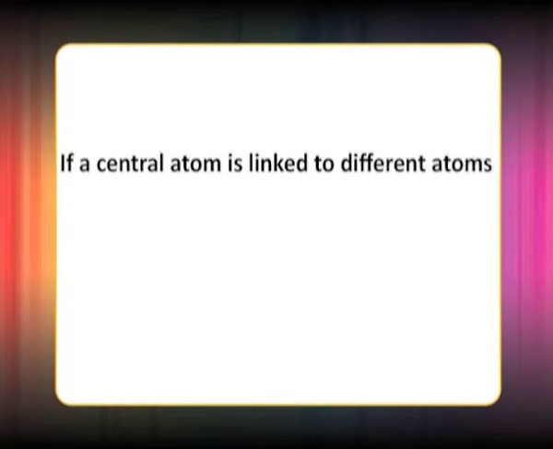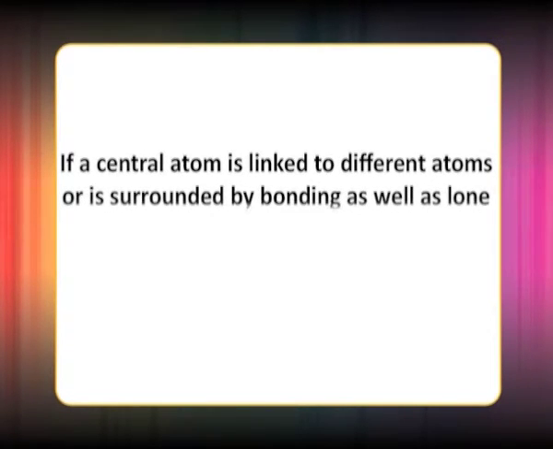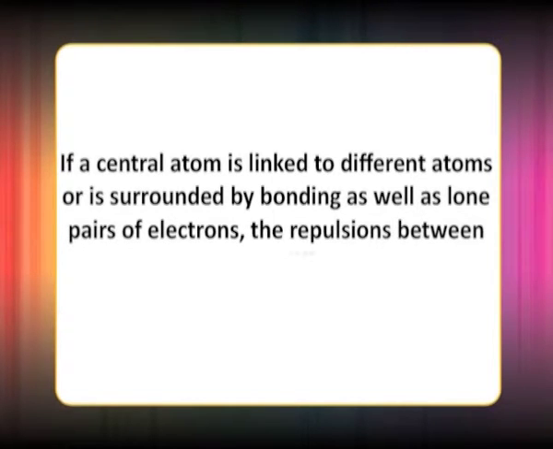If a central atom is linked to different atoms or is surrounded by bonding as well as lone pairs of electrons, the repulsions between them are different. As a result, the molecule has an irregular or distorted geometry.